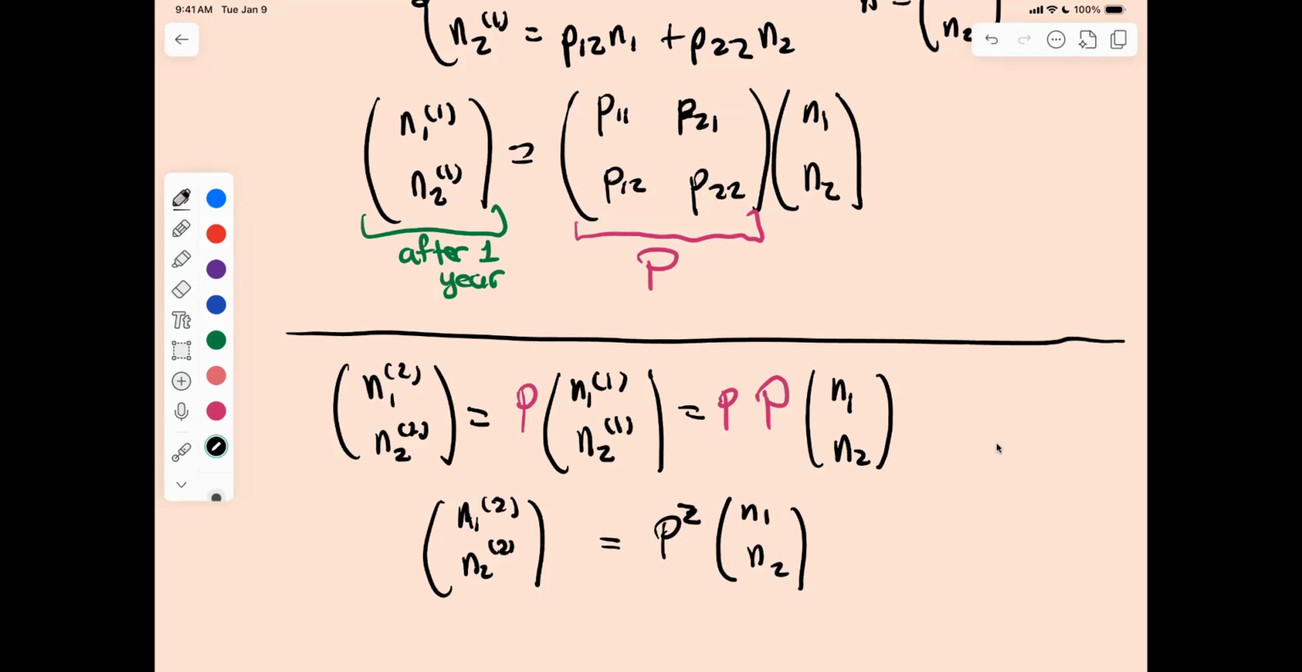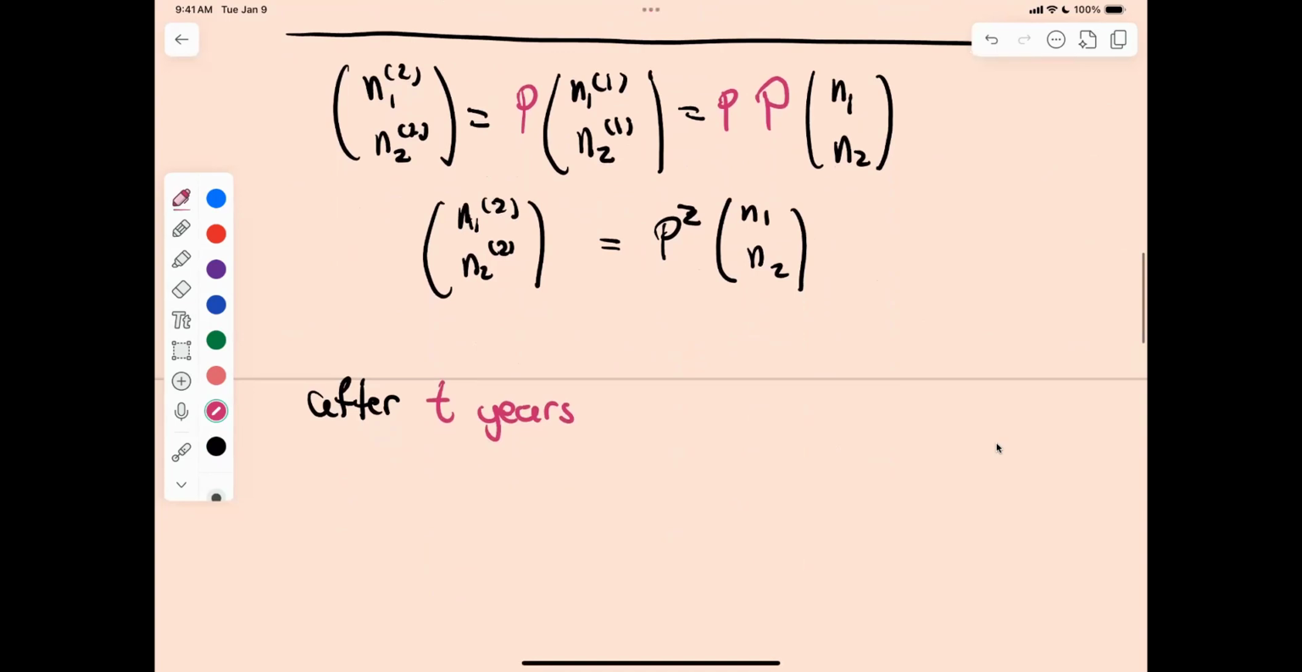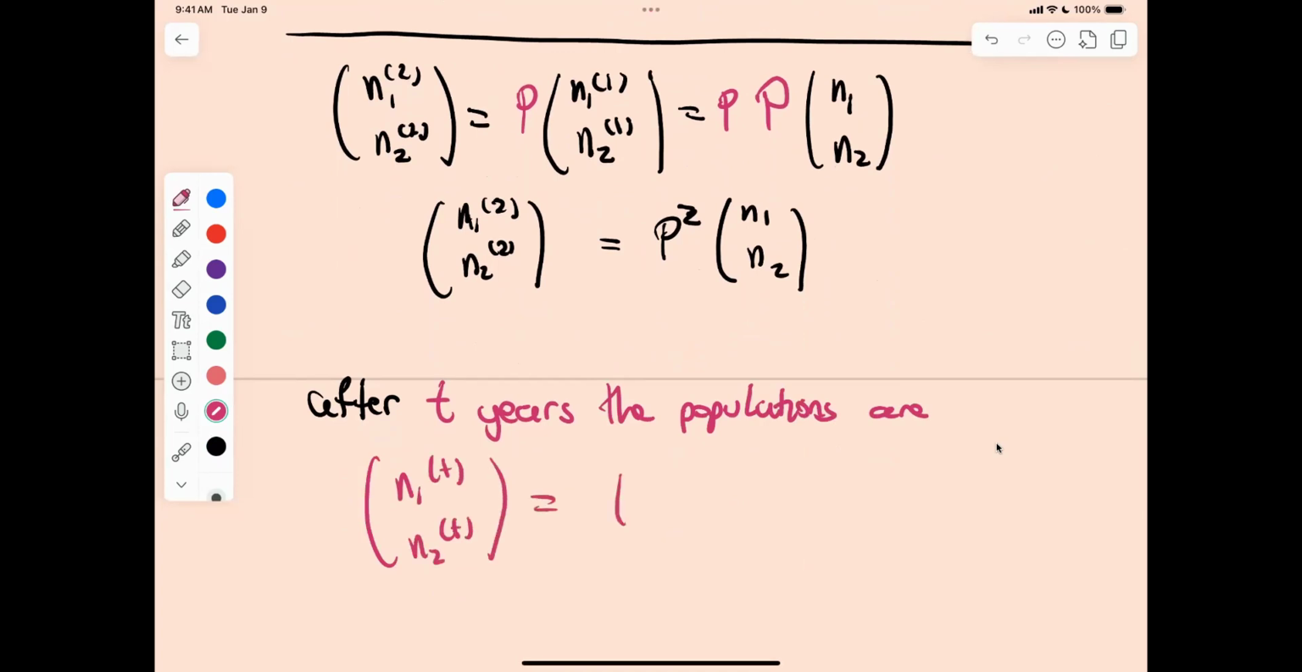And so after time t, after t years, it's the same, but you just raise the matrix to the power t. Okay. The populations are the matrix to the t times n1 and n2.